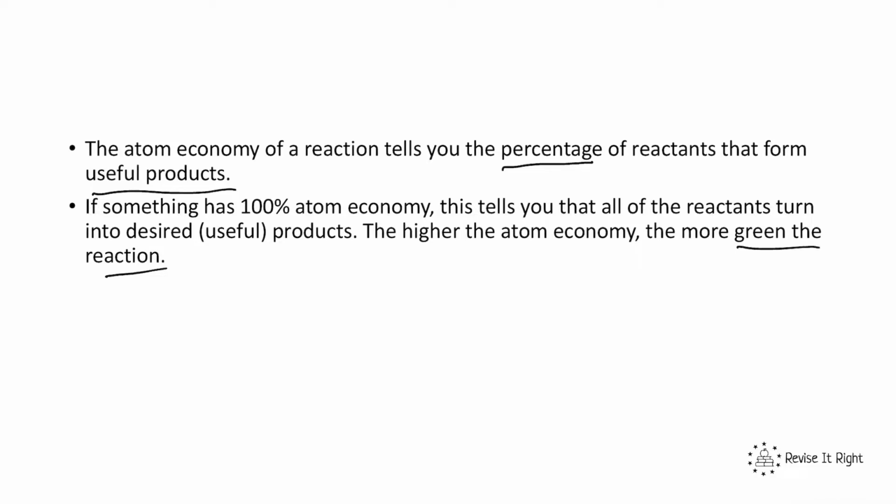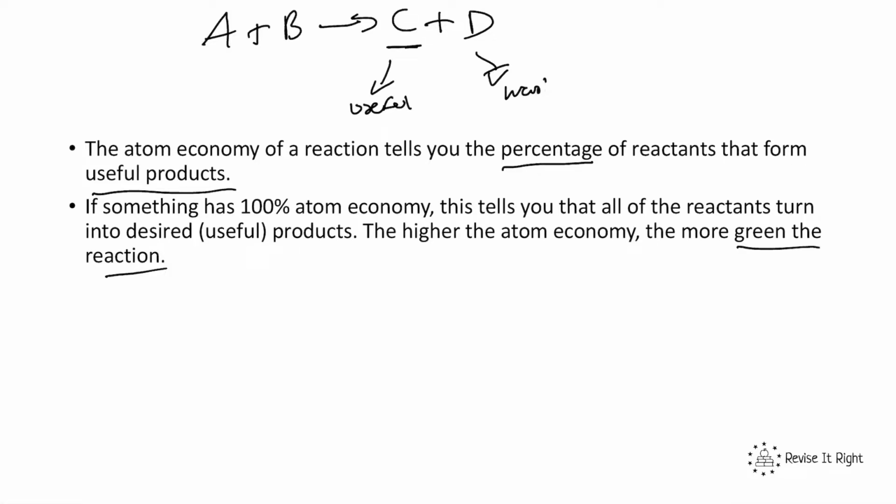So for example, say we again have a reaction that's A plus B gives C plus D. Now let's say that in this reaction, C is useful and D is waste. So for example, let's say D is carbon dioxide, it's a waste product and we don't want it. The atom economy of this reaction will tell you the percentage of C that's formed compared to the overall. So how much of this reaction has produced C compared to the total mass made. And we'll look at the reaction in a second.